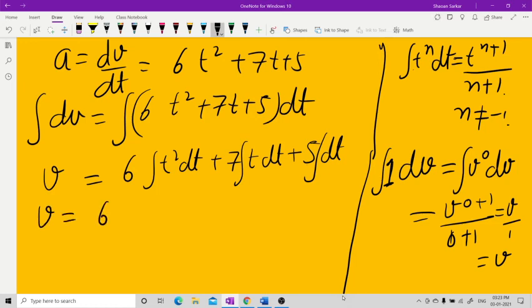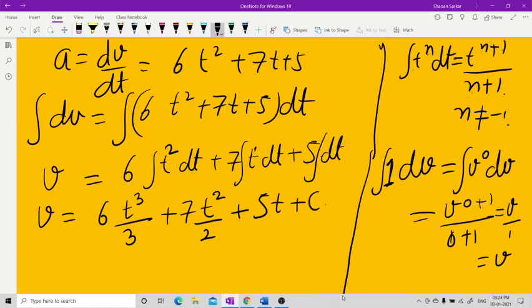This is 6. Now t square will be t cube by 3. So this is power 2, so power 2 is 2 plus 1 upon 2 plus 1. So this is t cube by 3 plus 7t. Power is 1 here. So 1 plus 1 upon 1 plus 1. So that is t square by 2 plus 5. There is nothing, it will behave exactly like this one. So 5t plus some constant c.